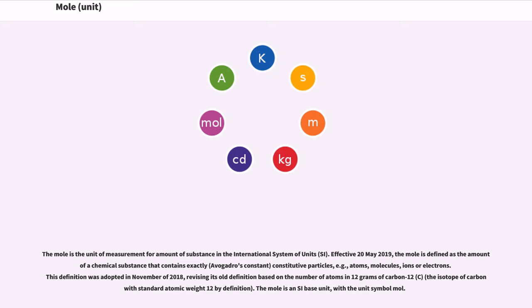Mole, unit. The mole is the unit of measurement for amount of substance in the International System of Units, SI. Effective May 20, 2019, the mole is defined as the amount of a chemical substance that contains exactly Avogadro's constant constitutive particles, for example, atoms, molecules, ions or electrons. This definition was adopted in November of 2018, revising its old definition based on the number of atoms in 12 grams of carbon-12, C, the isotope of carbon with standard atomic weight 12 by definition. The mole is an SI base unit, with the unit symbol mol.